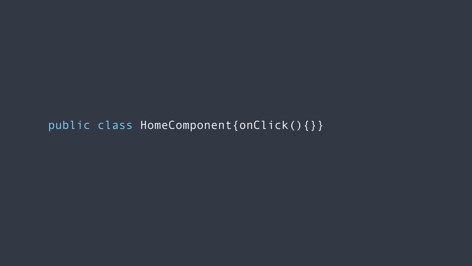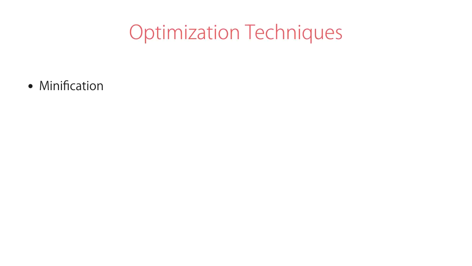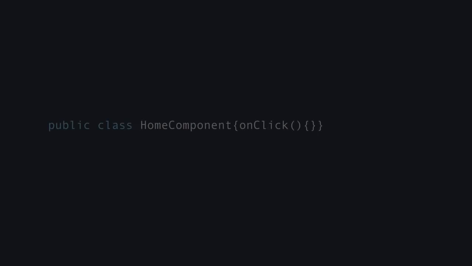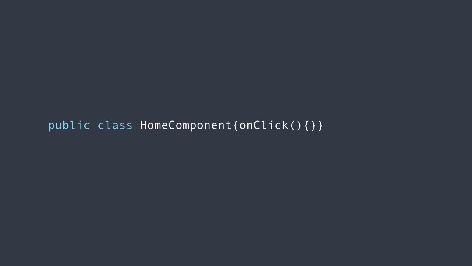So this is minification. We have another technique called uglification, and this involves renaming long descriptive variable and function names into short cryptic names. So back to our example, we can rename our home component and the onClick method to something like this. So this is uglification. Now the good thing is we don't have to do this ourselves. There are lots of tools out there that do this for us.